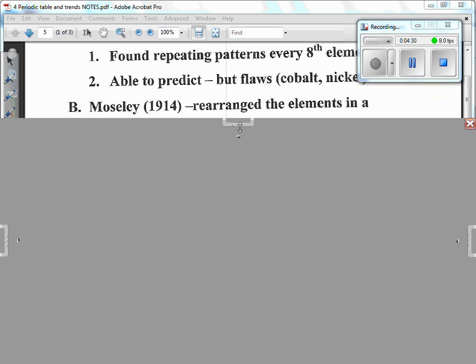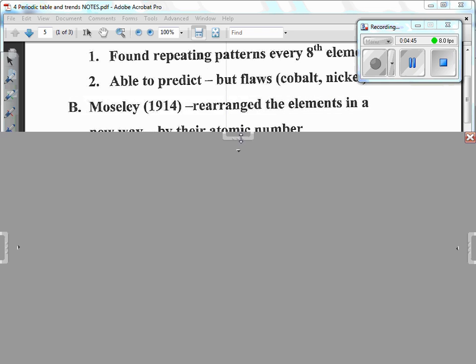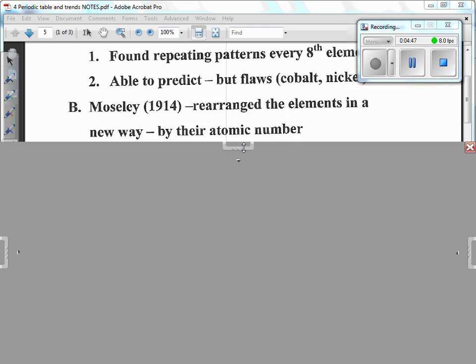Mendeleev. Okay, so then this guy named Moseley, in 1914, so it's not that long ago, like 100 years ago, which isn't very long. He rearranged the elements in a different pattern, and the pattern that he used was by their atomic number. So you guys remember what the atomic number is? The number of protons.